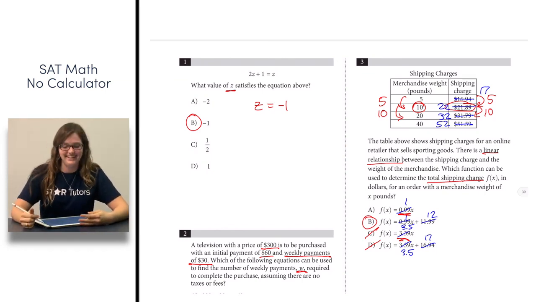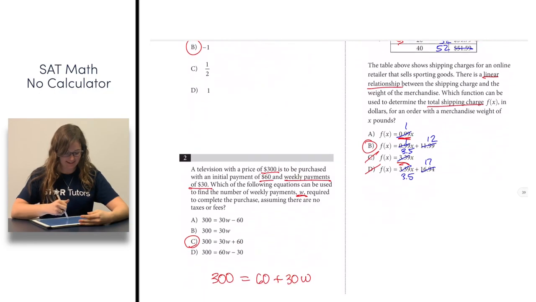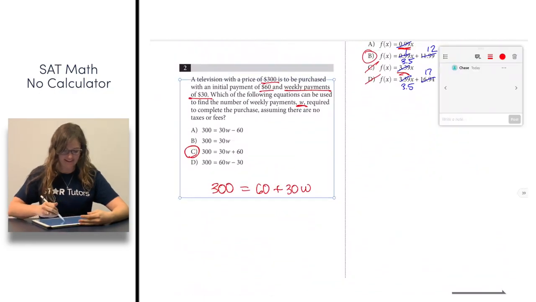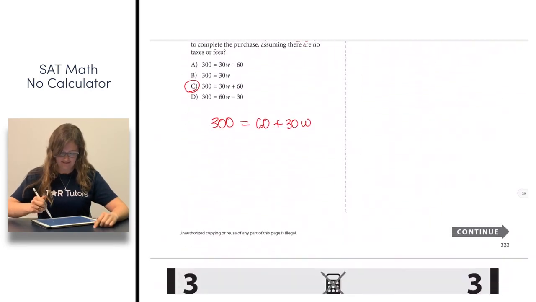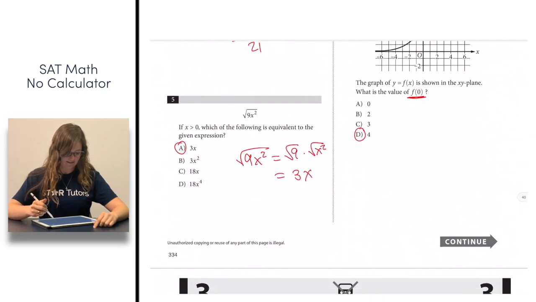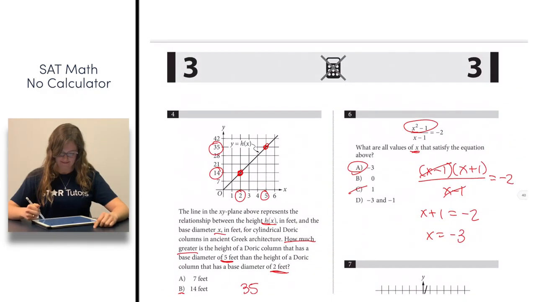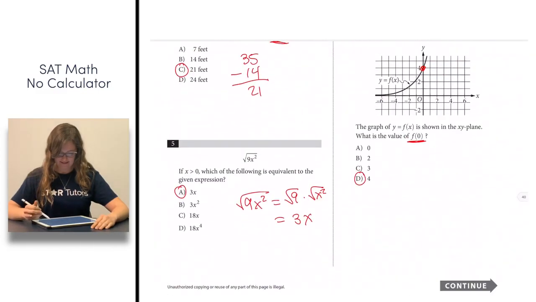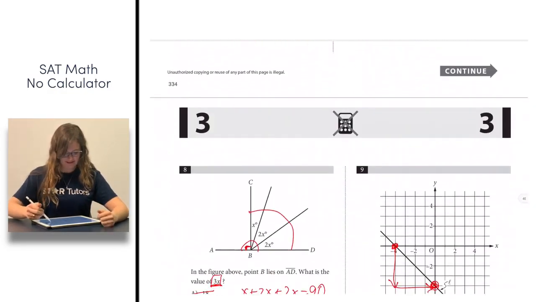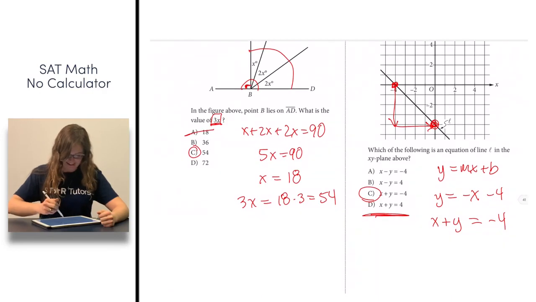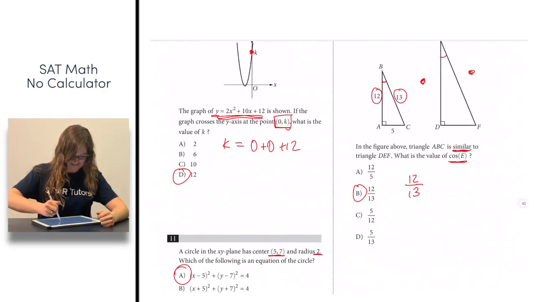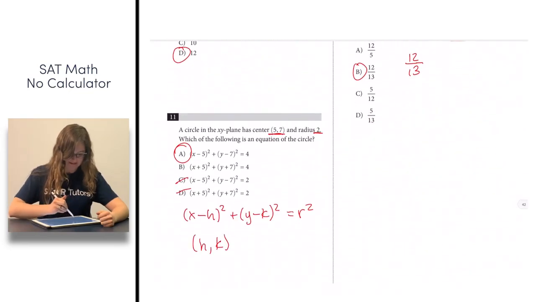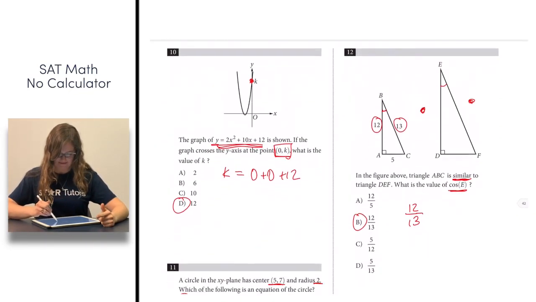So number one is B. B, got it. Number two is C. Great. Number three is B. Yeah, okay, there we go. Number four is C. Number five is A. Yep. Number six is A. Yes. Number seven is D. Woo! Number 8 is C. Yes. Number 9 is C. Good. Number 10 is D. Mm-hmm. Number 11 is A. Yep. Number 12 is B.